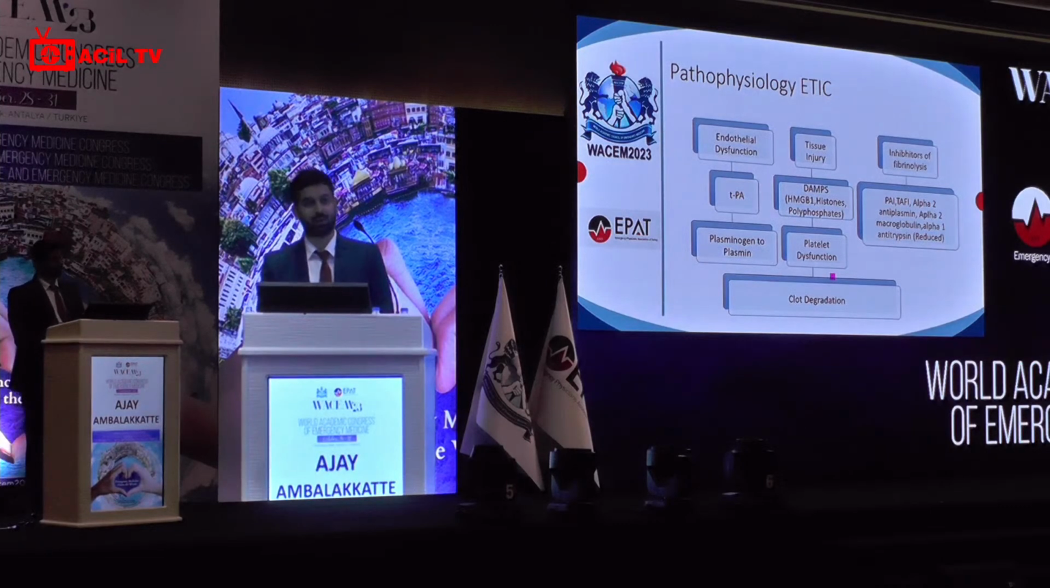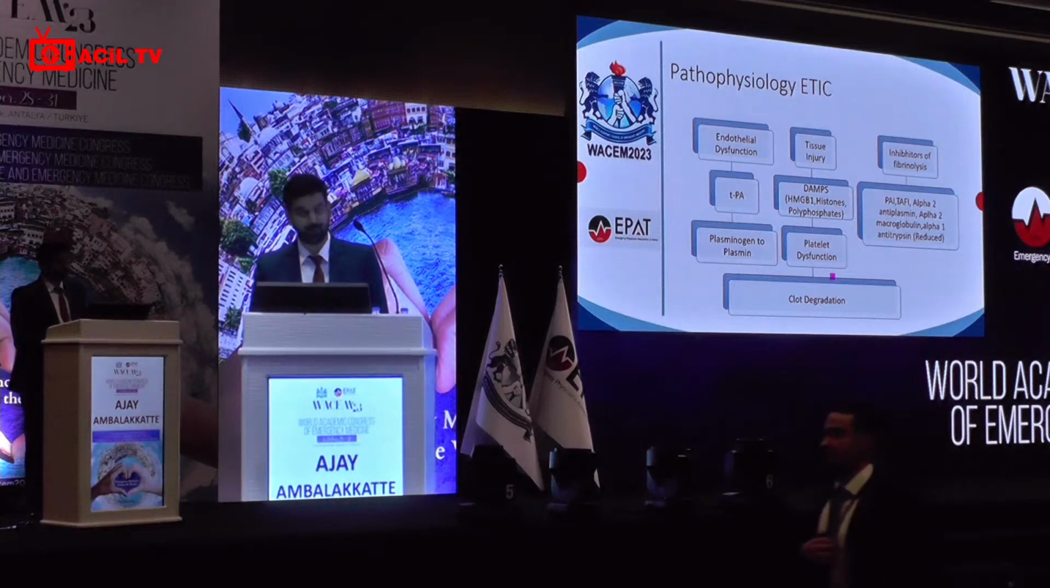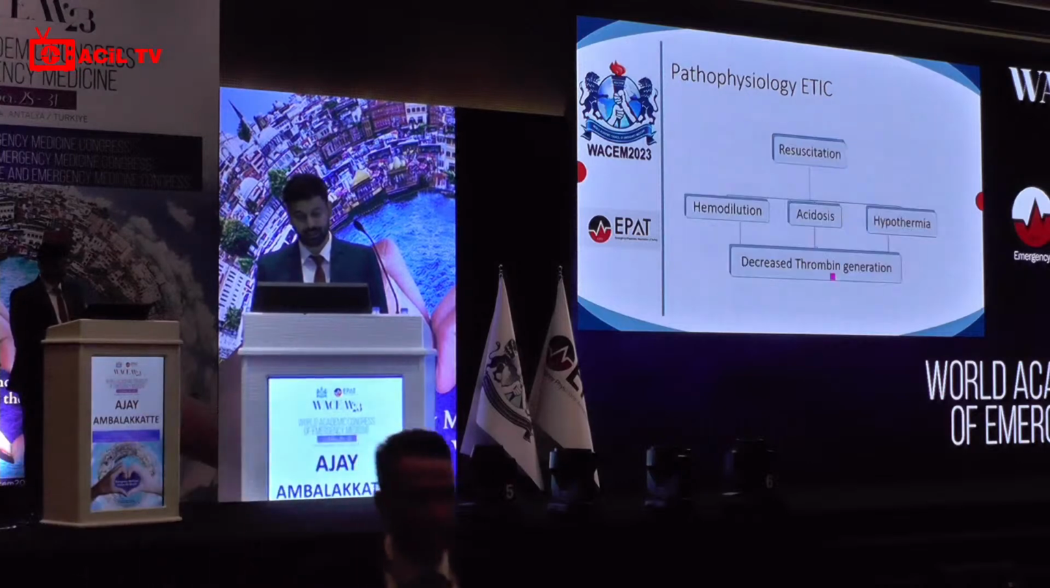Coming to early trauma-induced coagulopathy in detail. First, we have endothelial dysfunction, which will produce tissue plasminogen activator, which will convert plasminogen to plasmin and result in protein degradation. Tissue injury also will produce end products like histones and polyphosphates, which contribute to platelet dysfunction, which again results in clot degradation. Any clot is actually maintained by the balance between the fibrinolytic agents and the thrombotic agents. If there is a reduced number of antifibrinolytic agents like TAFI, again this will result in clot degradation.